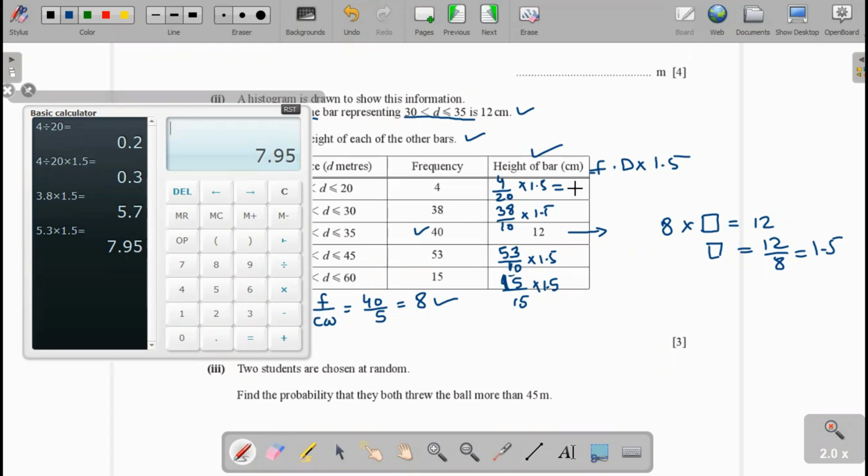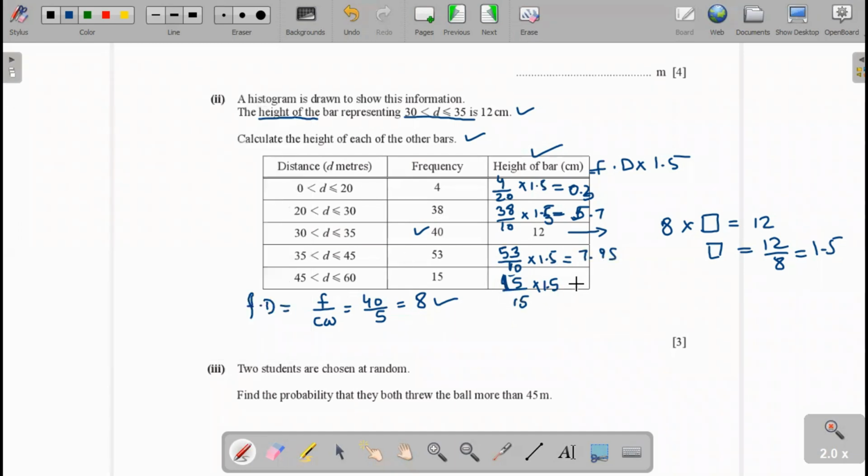We write it here: the first value, 0.3, second value is 5.7, and third value is 5.3 multiplied by 1.5, 7.95. Okay. Now the last value is 1.5. And this is the answer.